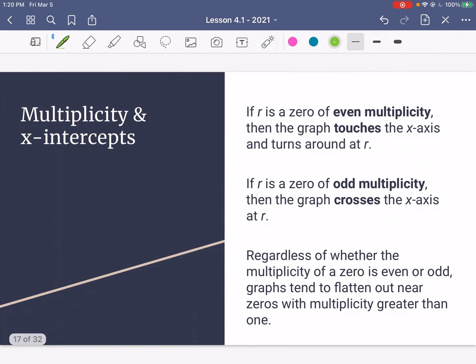And the multiplicities determine the shape of the graph. So I want you to write these down. This is very, very important. If you have a zero and it has an even multiplicity, so a multiplicity of 2 or 4 or 6 or 8 or 10, etc., then that means it is going to touch the x-axis at that zero or at that root, and it's going to turn back around. Another way of saying this is it's going to bounce at that x-intercept.